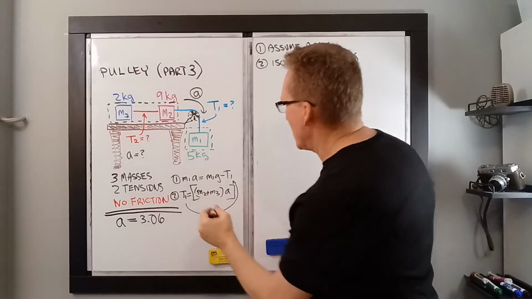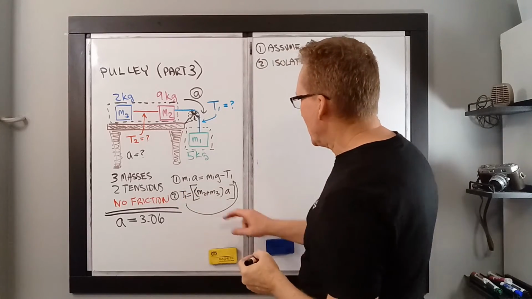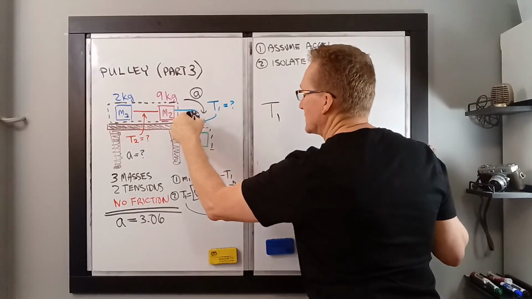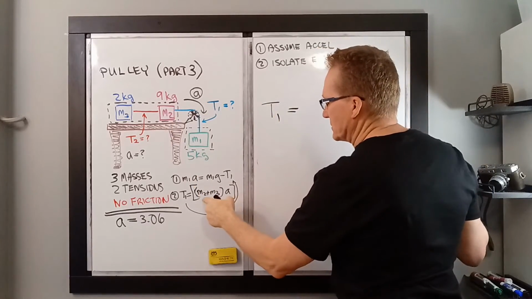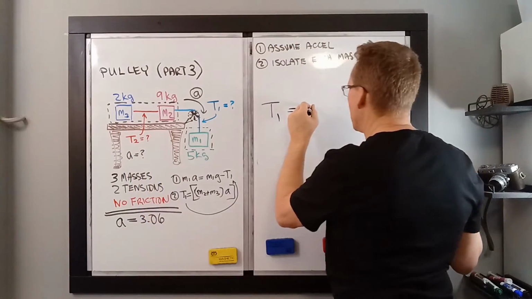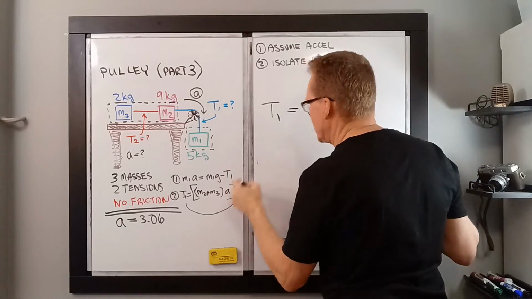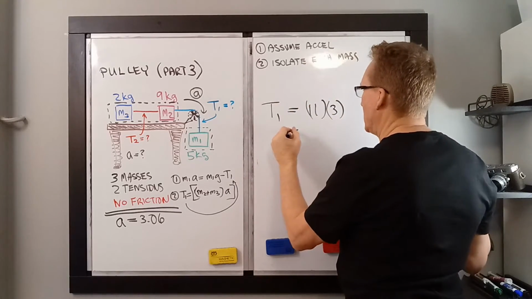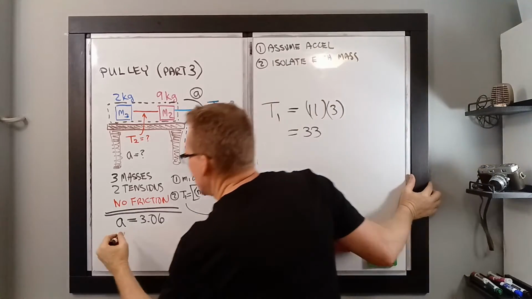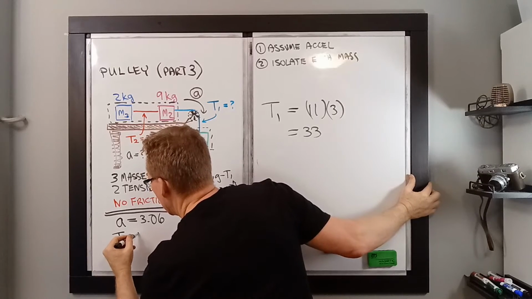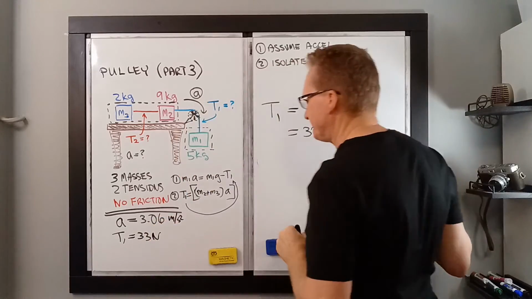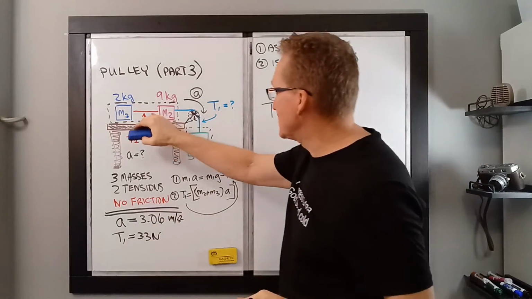Now we only have the first part. We still need to find the tensions. Well, here we have an equation for tension 1. Tension 1, that's this first tension, the blue tension, is equal to M2 plus M3. These two, that's 11. 11 times the acceleration of the system, 3, so I'm just going to say 33. Could be 33 point something if we wanted to. So T1 is 33 newtons. This is meters per second squared.